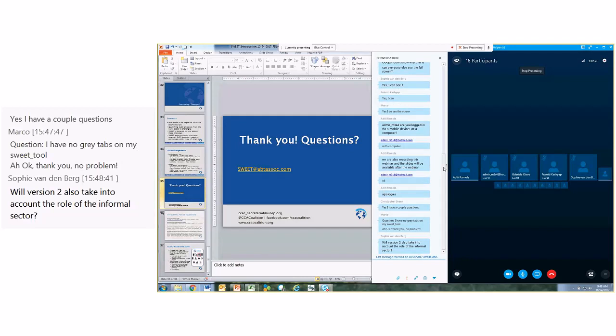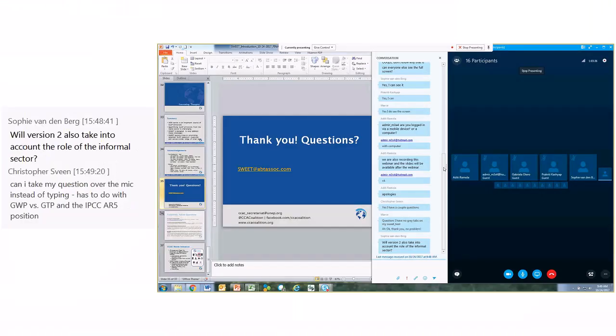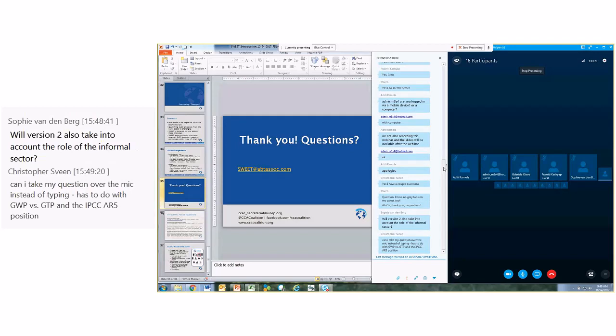I see the question from Sophie. Taking into account the role of the informal sector is an important consideration, and it's something that the initiative has been thinking about. For this version of the tool, we did not specifically address the role of the informal sector because we wanted to focus on making sure that the tool was able to perform the basic calculations needed to quantify emissions first. We do think that this is something that we will consider for version 2.